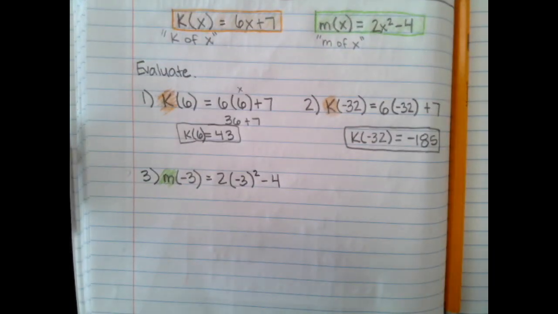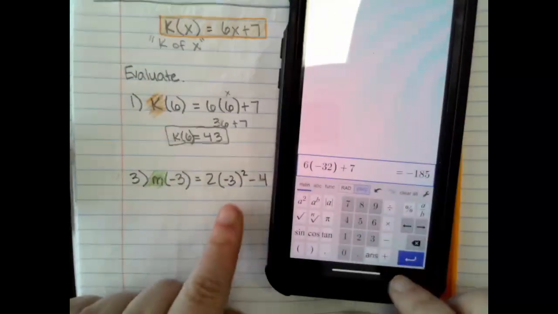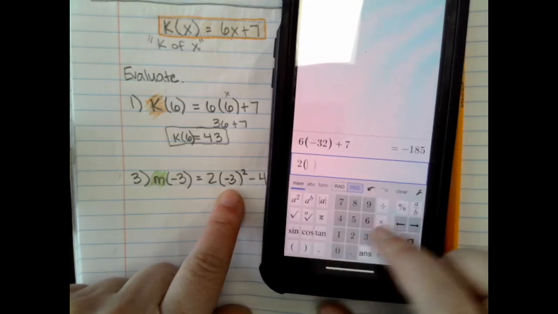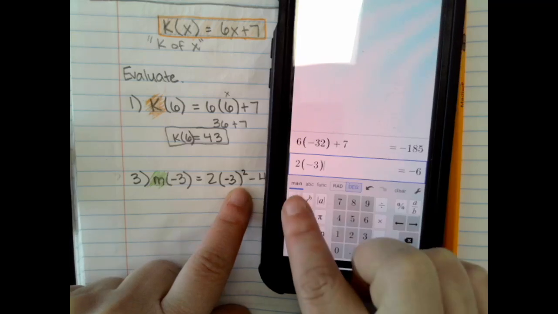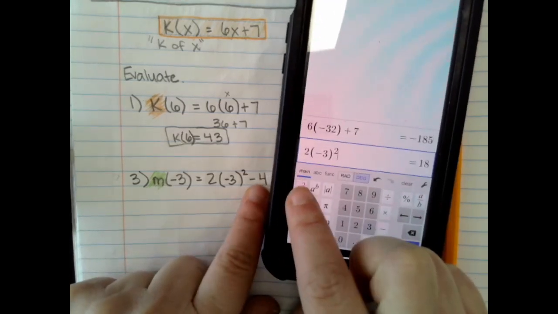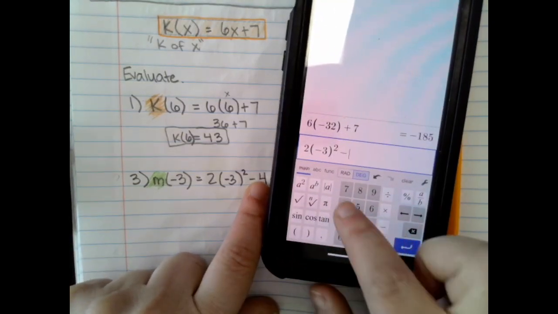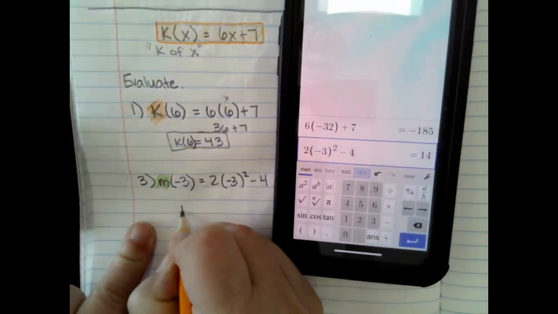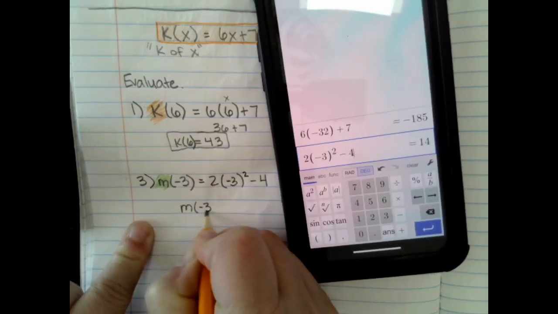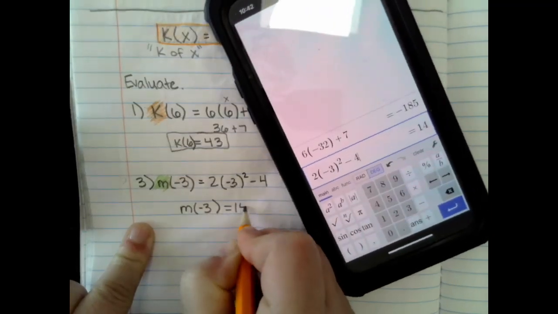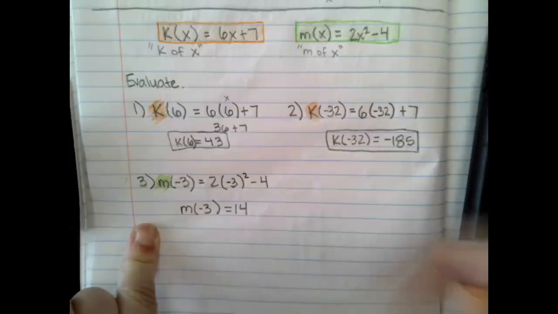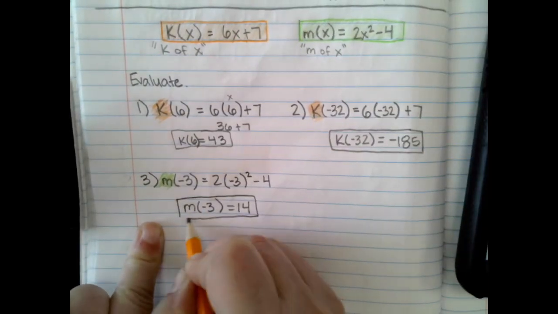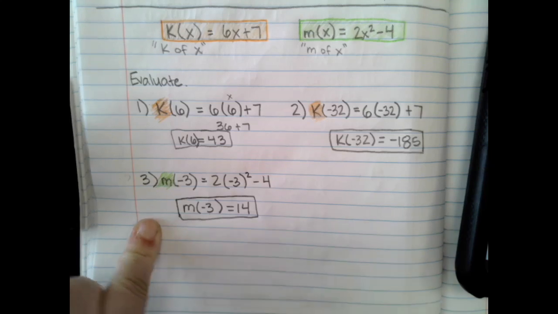Must be really complicated. All right, so in my calculator, I'm going to do 2 parenthesis, negative 3, parenthesis, don't forget the squared, minus 4, and our answer is 14. So m of negative 3 equals 14. That tells me a lot of information. Which function did we use? What did we put in? And what did we get out? 14.